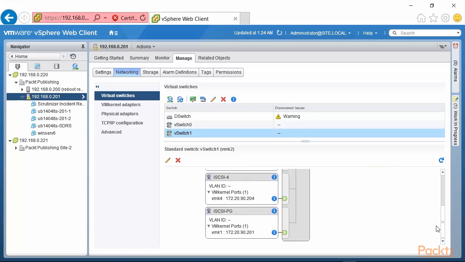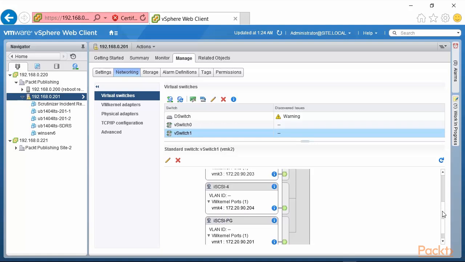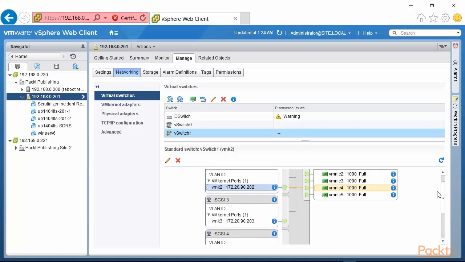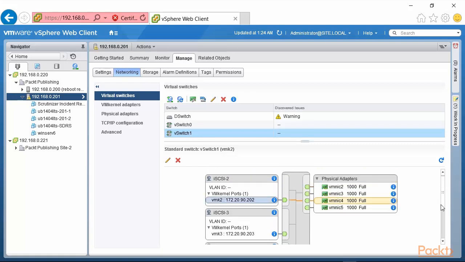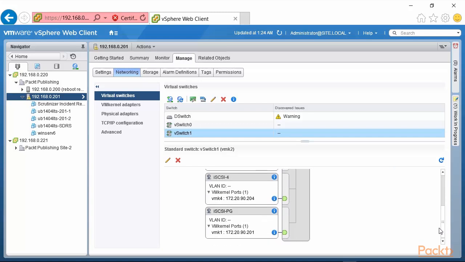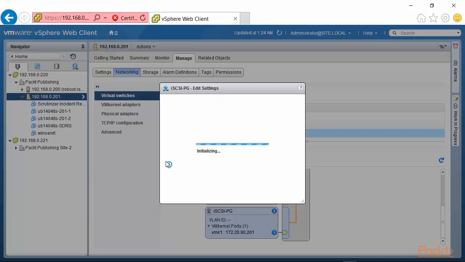So let's look at VMK1. It has an address of 172.20.92.1, and it's in my initial port group. And then I have IP addresses for those kernels that go up from 204 to 203 to 202. So basically from 90.201 through 90.204. Now let's examine the first port group. So we look at this port group, and we click on edit.